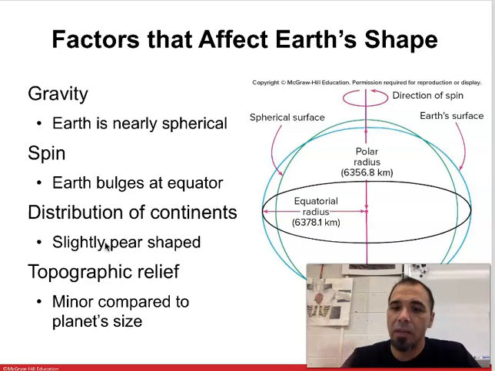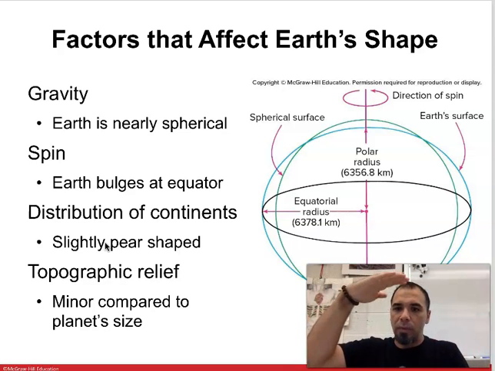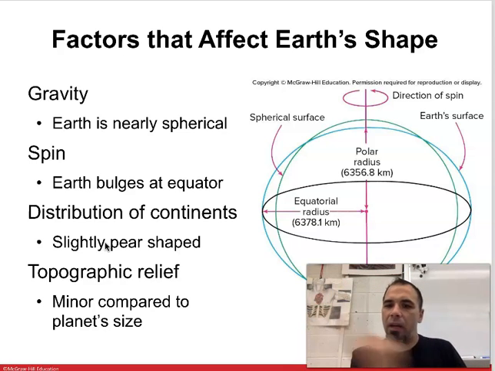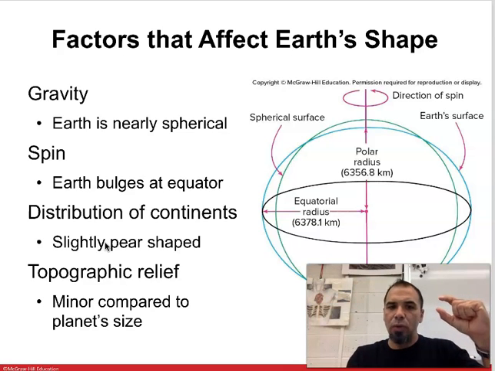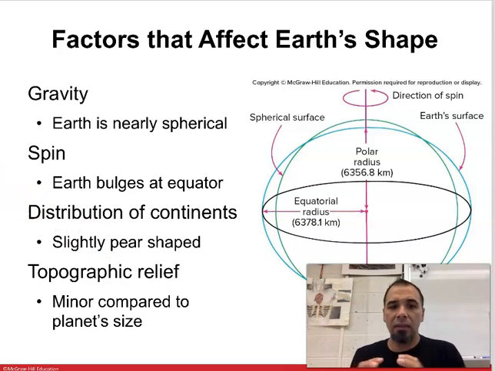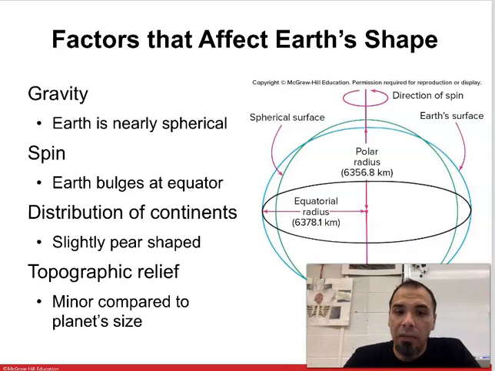There is a spin, and as it spins, it's causing that bulge at the equator. If you think of Earth as being a sphere, and as it's spinning around, it's going to bulge out at the equator. Then we have distribution of continents, which gives a slight pear shape, and then you have topographic relief, minor compared to planet size. So there's a lot going on in the Earth's shape.